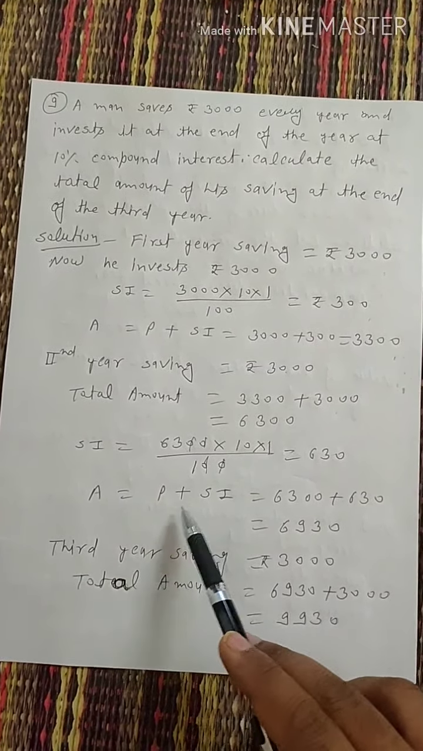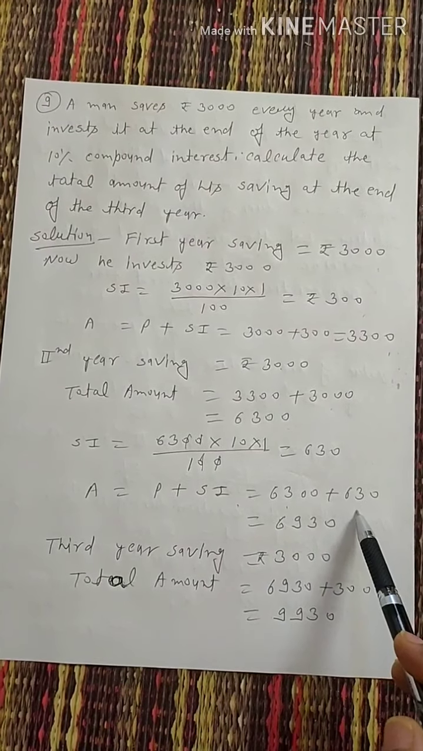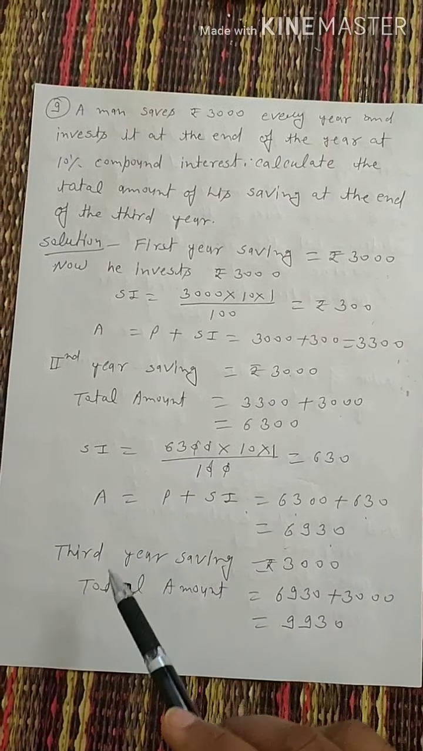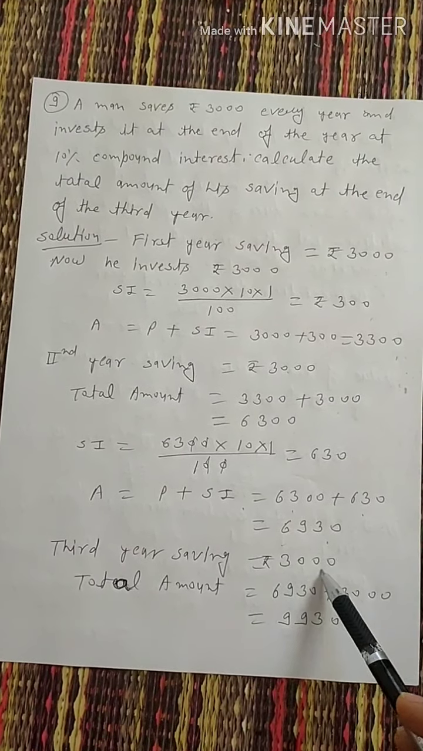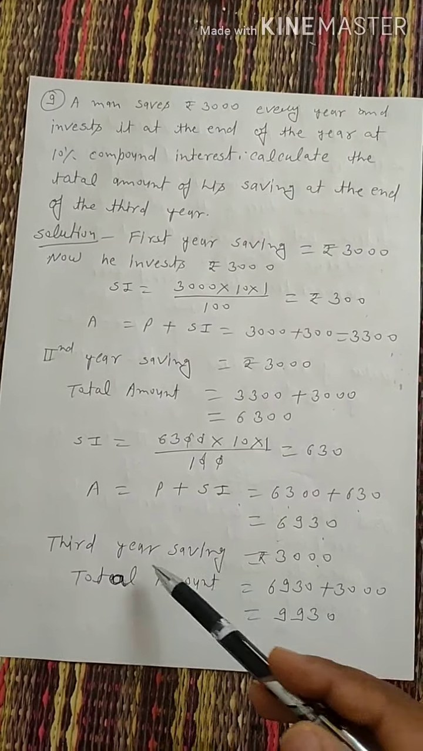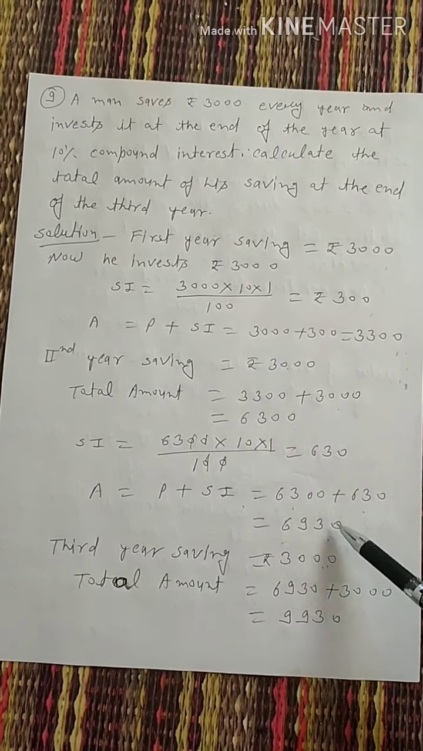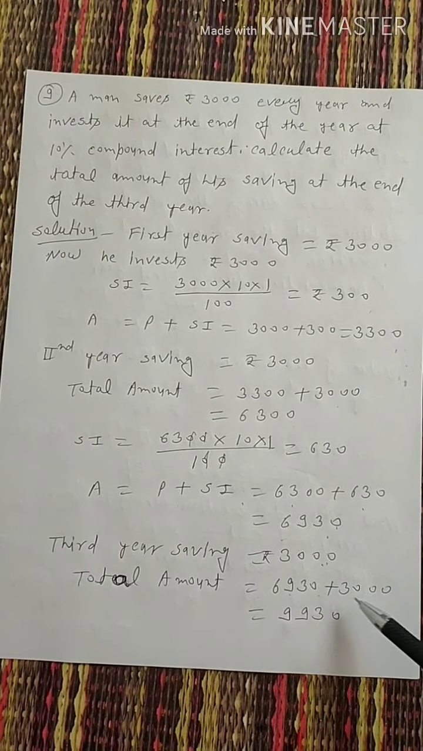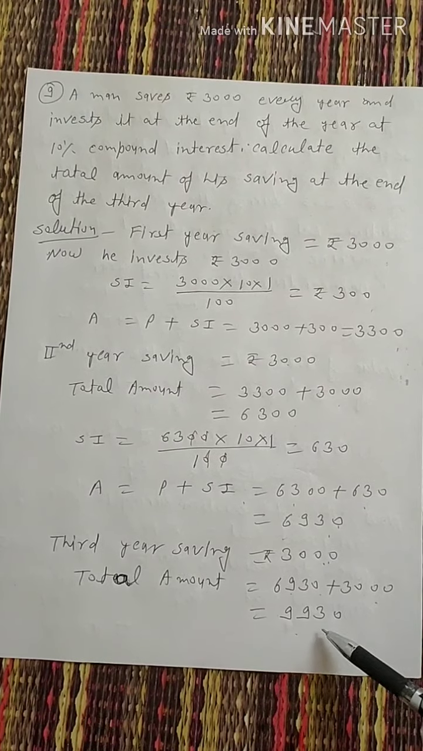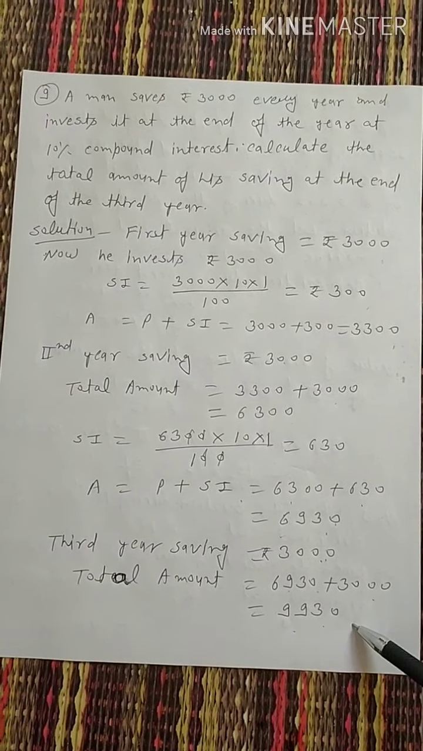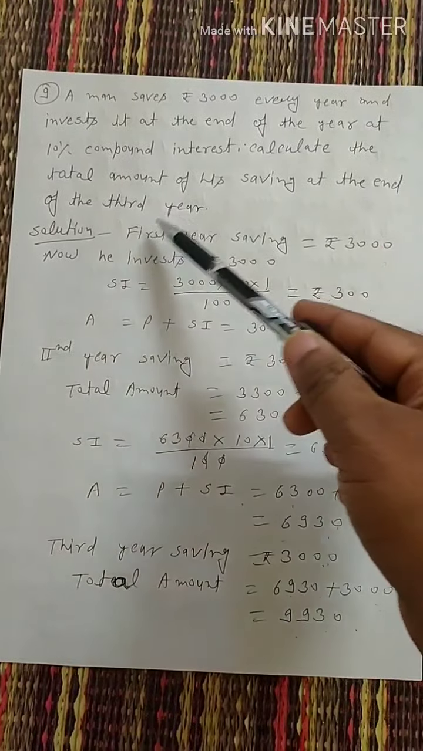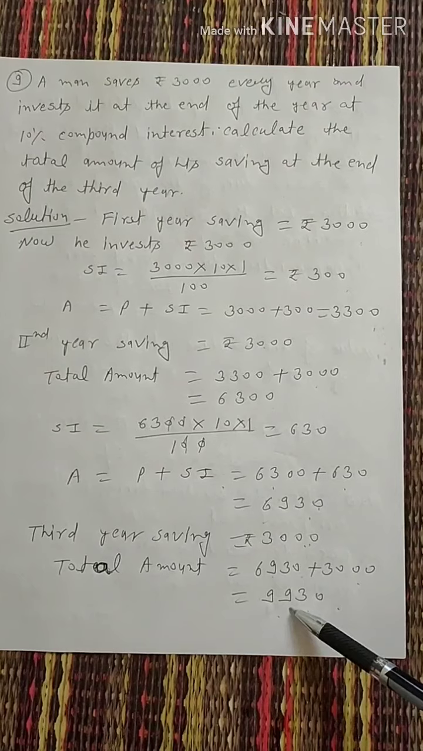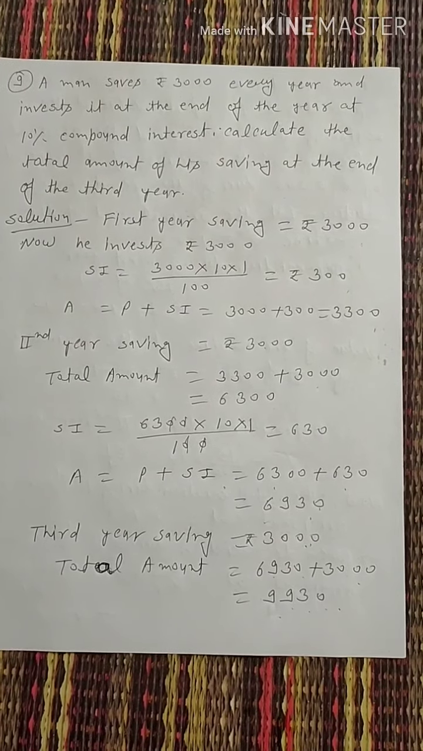So the amount will become P plus SI, 6300 plus 630. So total 6930. Again in the third year saving again 3000, because every year he saved 3000. So in the third year 3000 and previous amount is 6930. So the total amount will be 6930 plus 3000 is equal to 9930. Okay, the question is calculate the total amount of his saving at the end of the third year. So the total amount will be 9930. Okay.